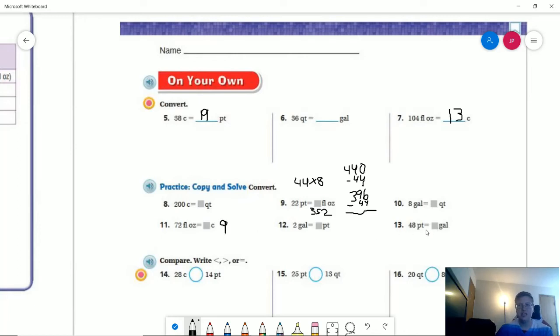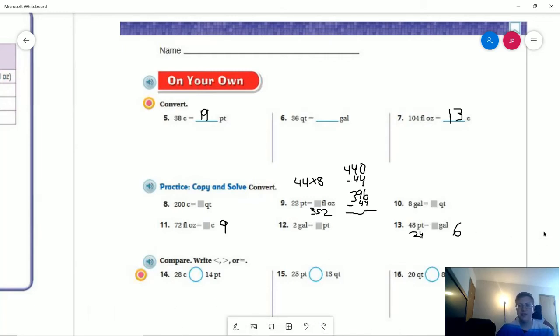Number 13, 48 pints. There are 2 pints in a quart, so I can divide this by 2, and that's going to give me 24. And then I can divide by 4 to get the number of gallons. There are 4 quarts in a gallon, and that would give me 6 total gallons.